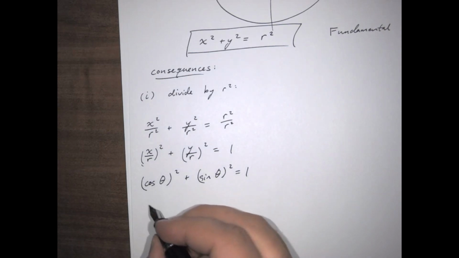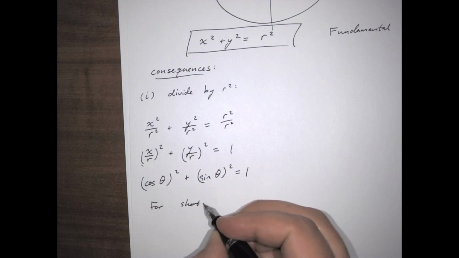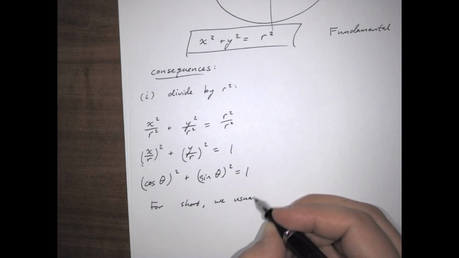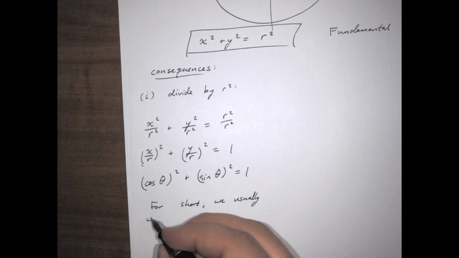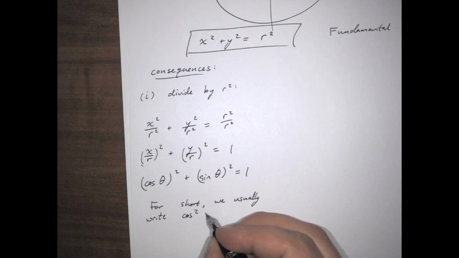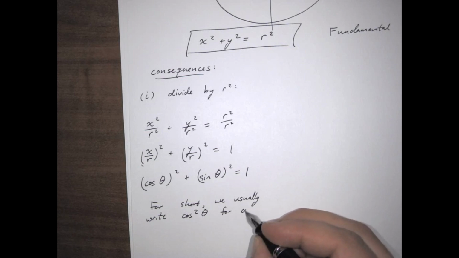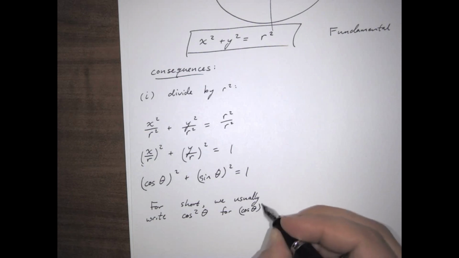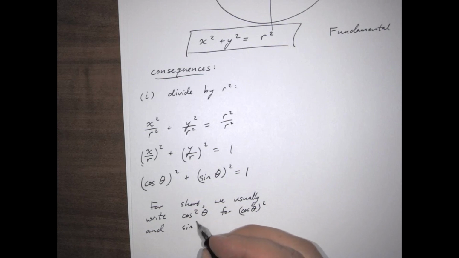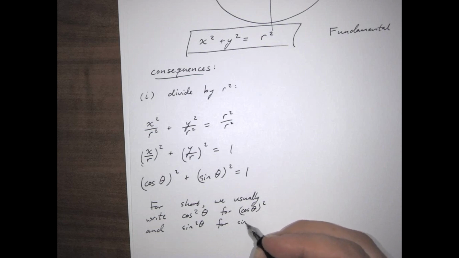And for short, we usually write cosine squared theta for cosine theta squared and sine squared theta for sine theta squared.